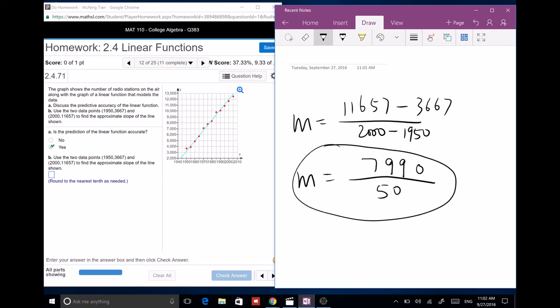I might have made a mistake, but I think I'm right. Okay, wait, it's not right. 11,657 minus 3,667, this is 5 minus that. It's 9, that's 10, 7, 9, 9. Okay, that's right. You reduce that, then you divide it. Okay, type in the answer here.